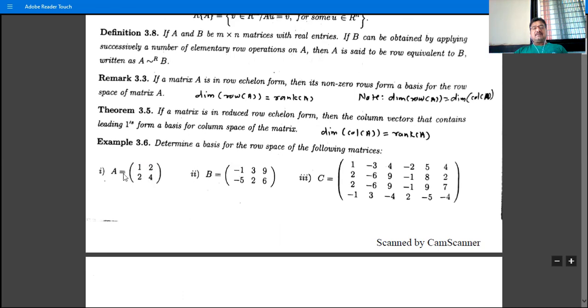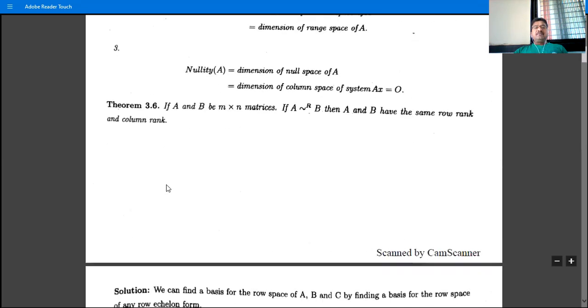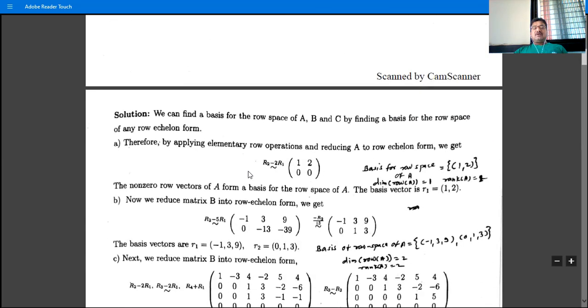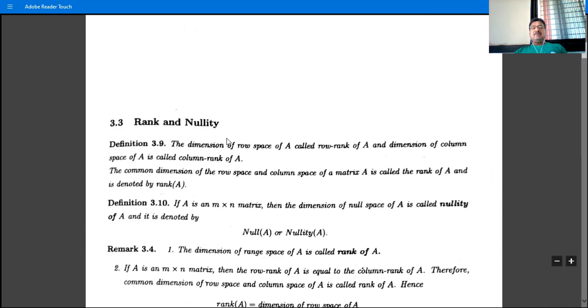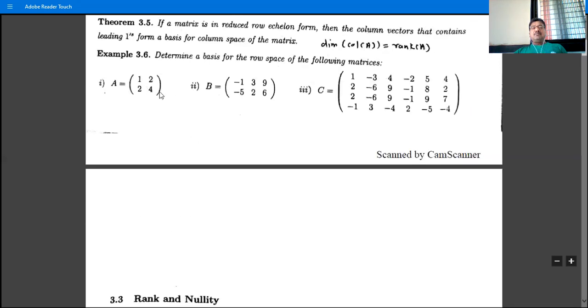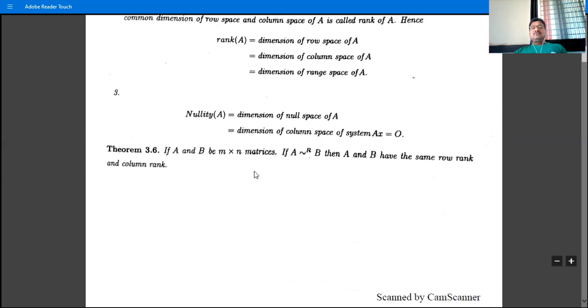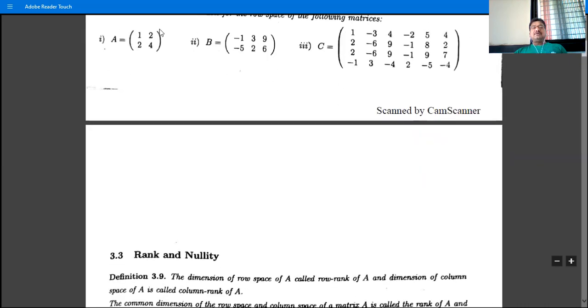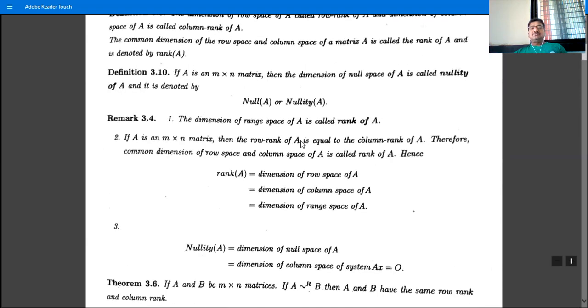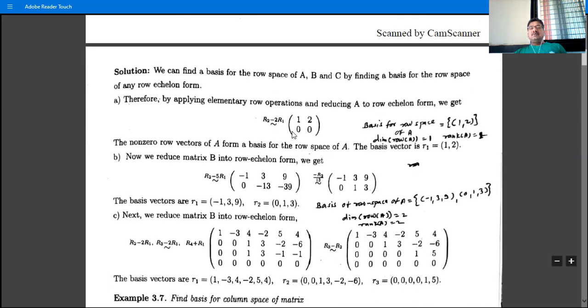So the first matrix is of order 2 by 2. Now we have to reduce this matrix to echelon form. So first write the A matrix and then apply the operation R2 minus 2R1. So we have 0 at this place, 0 at this place, and plus 2 again, minus 4 and plus 4 is 0. So the second row also becomes 0, and this is the echelon form.